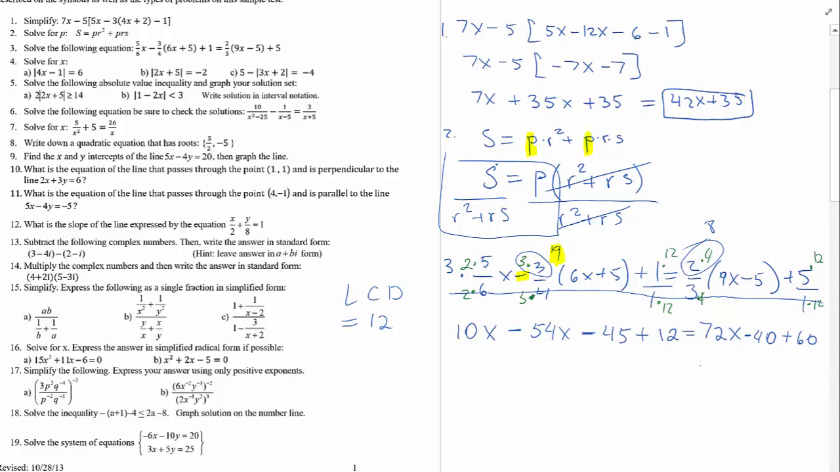So on the left side, let's simplify both sides. So 10x take away 54x is negative 44x. Negative 45 plus 12. Good. And over here, 72x plus 20. Right? Negative 40 plus 60. All right, so now the equation became a little nicer, a lot nicer. How do we get x by itself next? Now we simplify both sides.